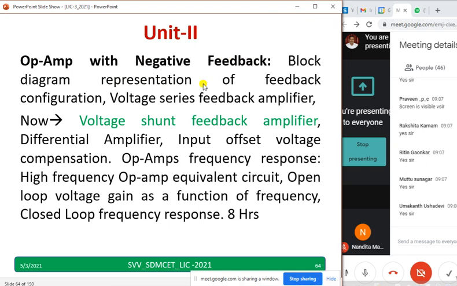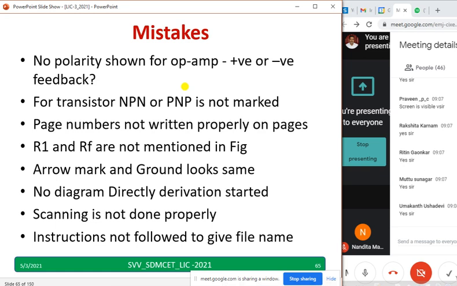And before going to the voltage shunt feedback amplifier, which is today's topic, we will discuss the mistakes done by you. This is a summary. No polarity shown for an op-amp, no inverting, non-inverting terminal. For transistors, they have not mentioned NPN or PNP. Page numbers are not written properly on the pages. R1 and RF are not mentioned in the figure. Arrow mark and ground both look the same. It is difficult to differentiate.